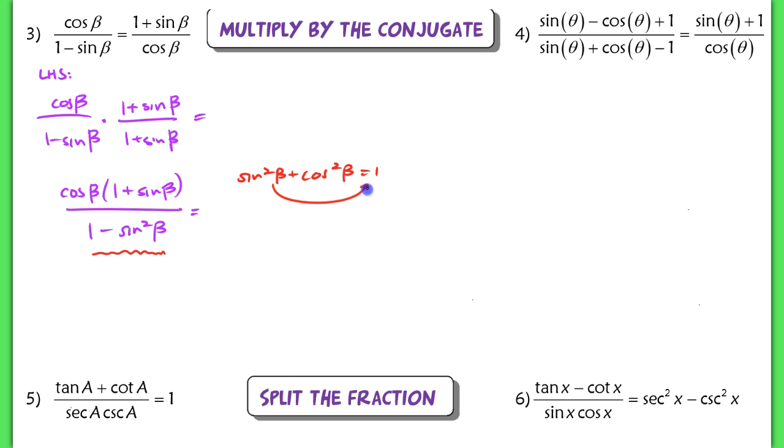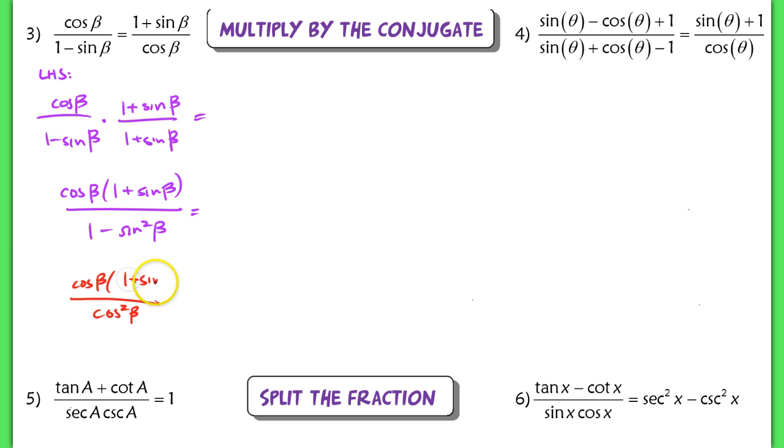If I subtracted that sine squared beta, I'd end up with cosine squared beta is equal to 1 minus sine squared beta. So therefore, I will substitute a value in here as cosine squared beta. So in the numerator, I have cosine of beta times 1 plus sine beta over cosine squared beta. Now, I see that I can cancel one of these cosines. So now I have just cosine beta in the denominator.